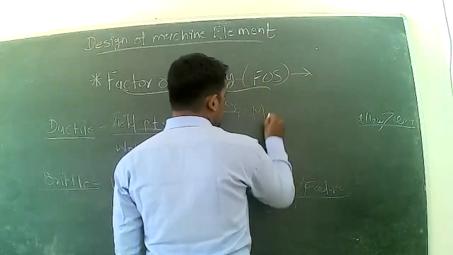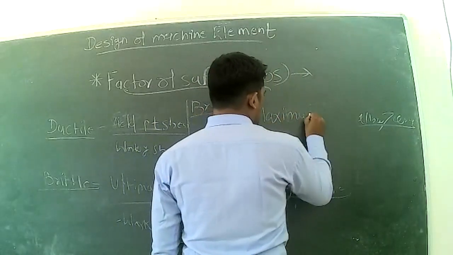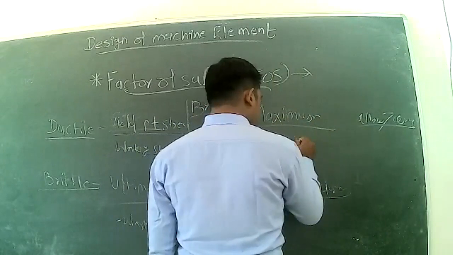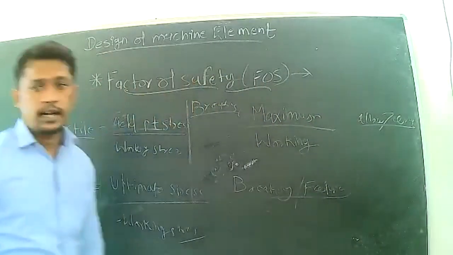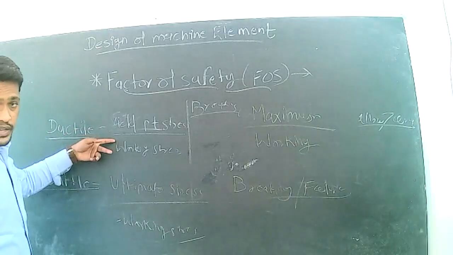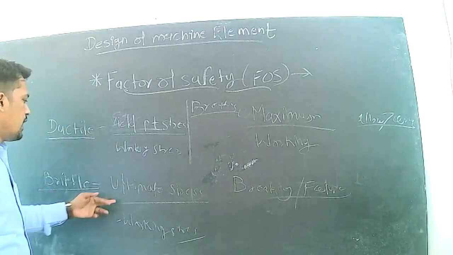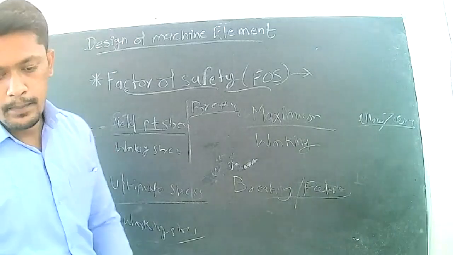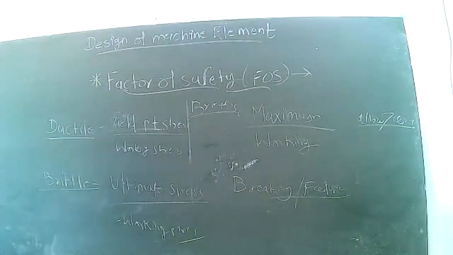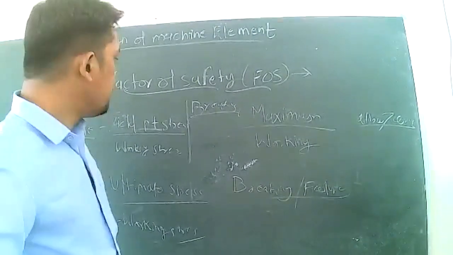That is maximum stress divided by working stress. It's called the factor of safety. We have seen for the ductile material it is yield point stress to working stress. For brittle material, ultimate stress to working stress. Okay, this point we are seeing now.